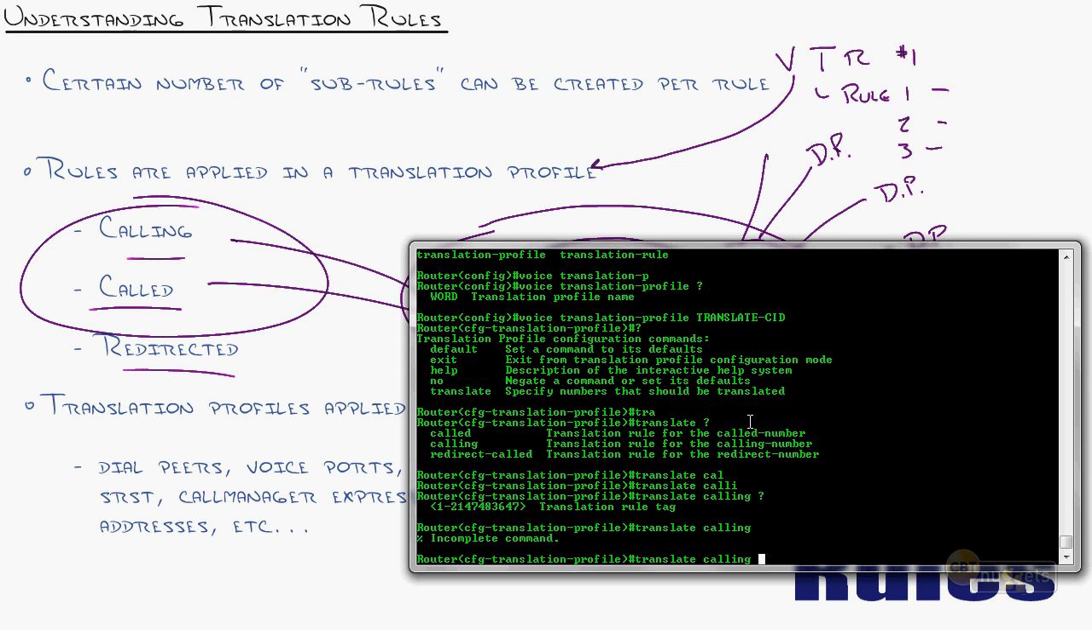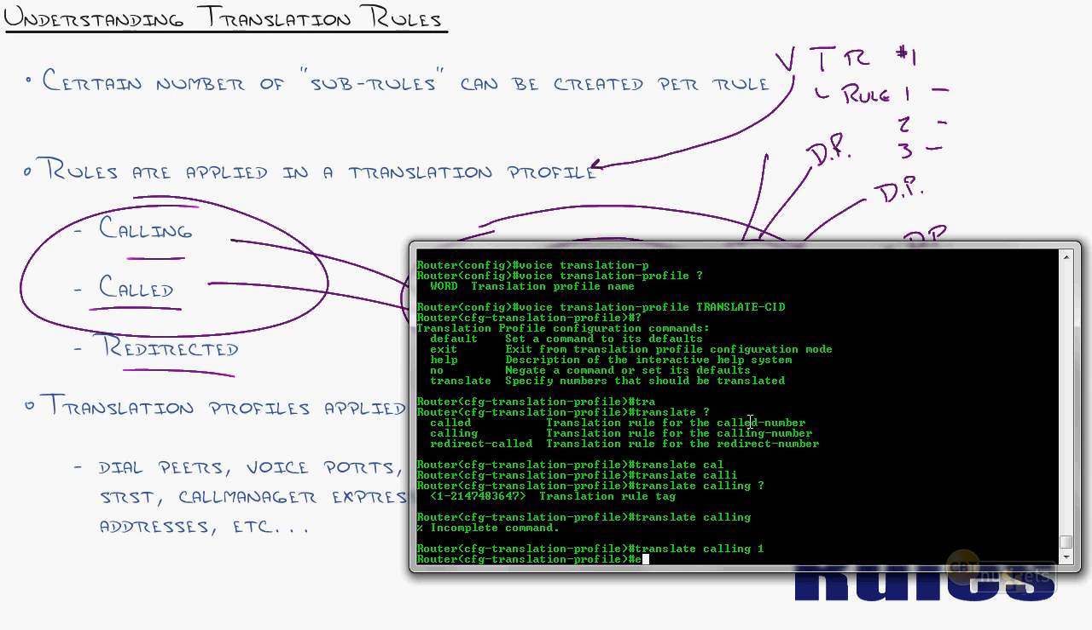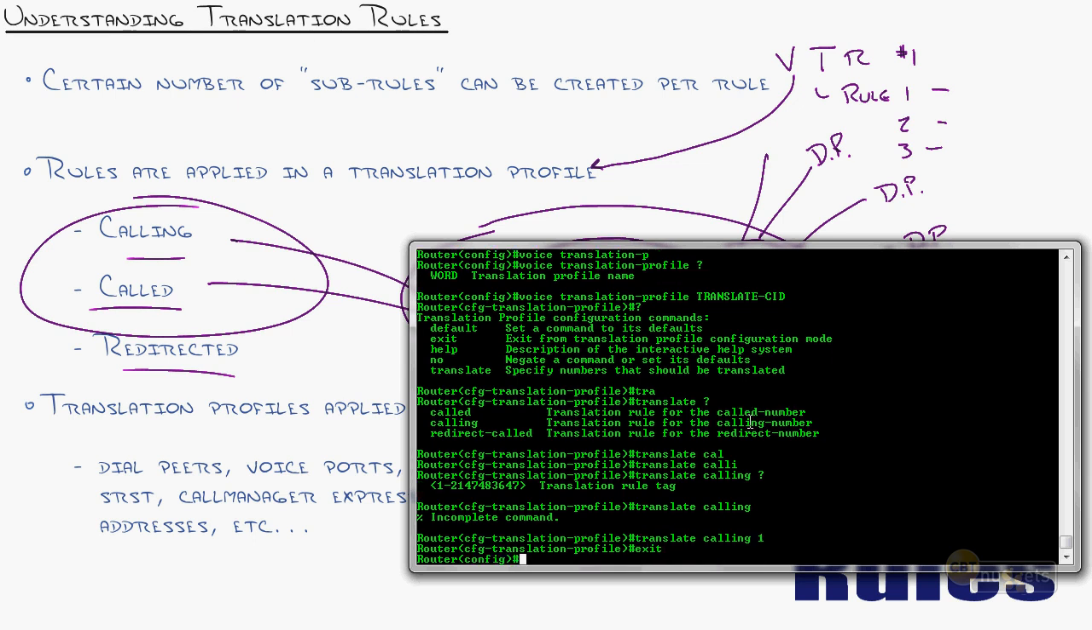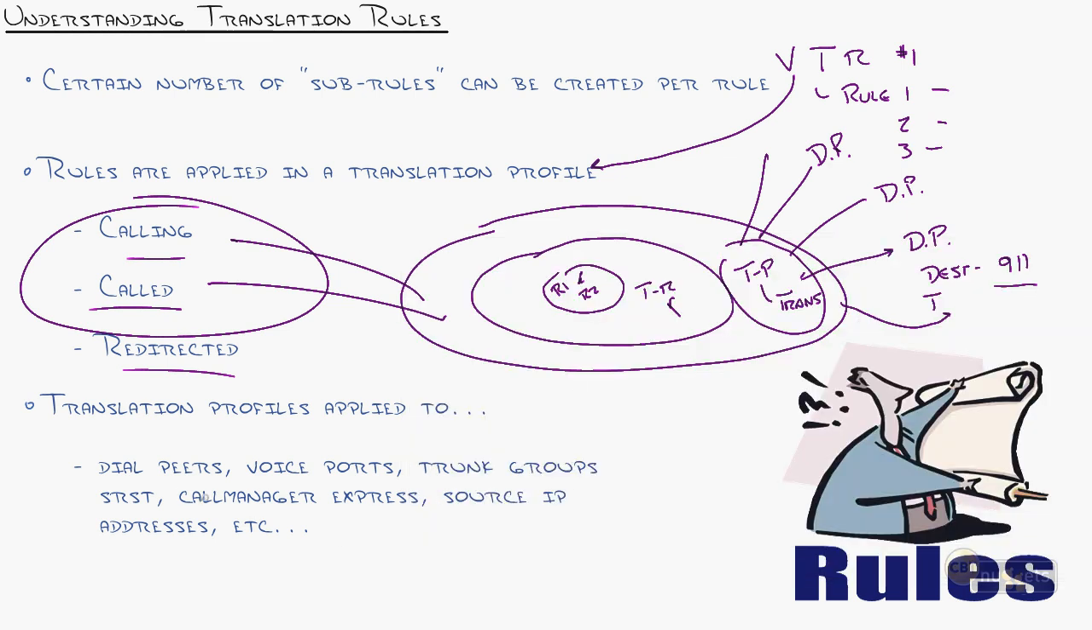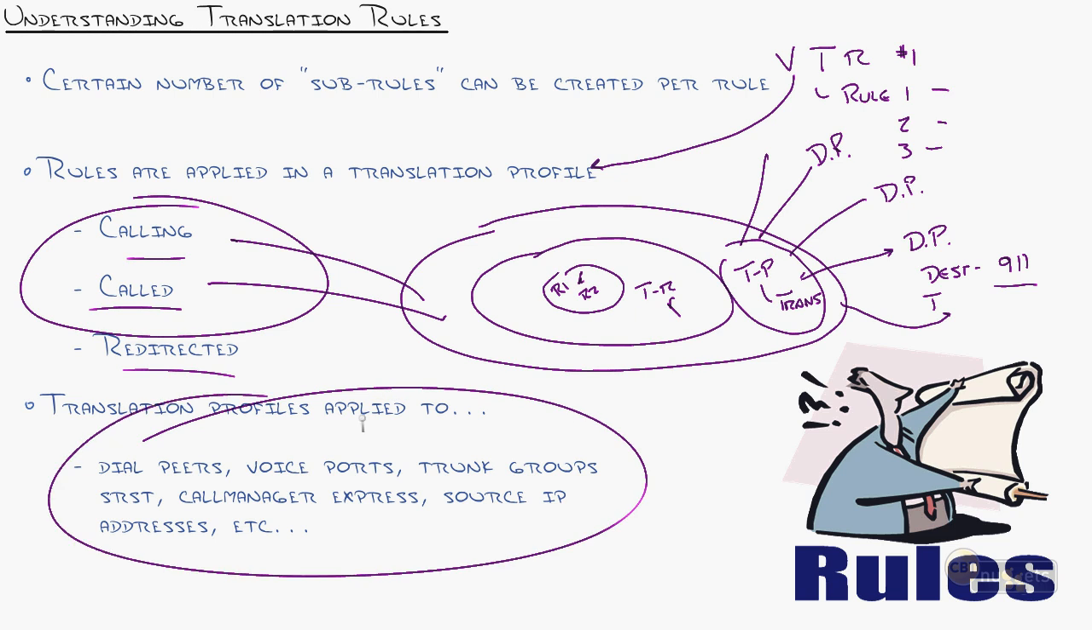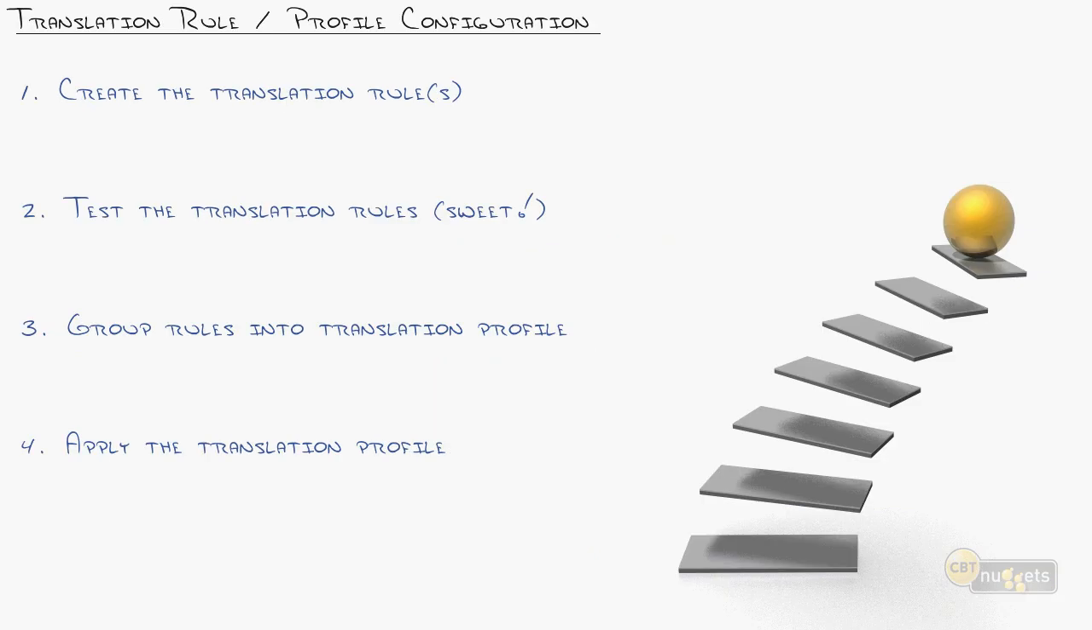So translate calling based on rule number 1, exit back out, and now I can go under the dial peers and apply this translation profile. Or I can go under the FXS port, and you can see I made a little list here of all the kinds of things that you can translate or apply a translation profile to have it affect the dialed information. I changed the slide and I go, nope. I kind of gave away a little bit of my configuration here, but I want to put it together for you in a pretty cool scenario.